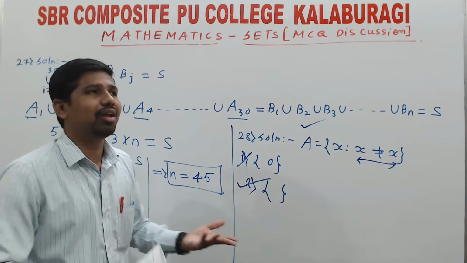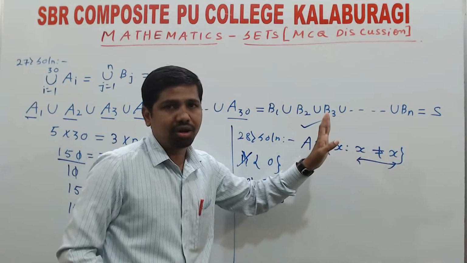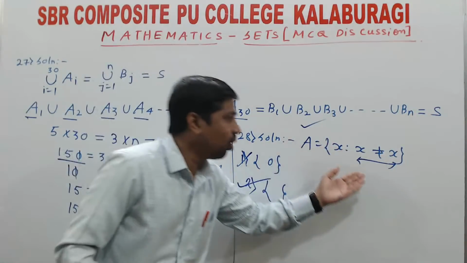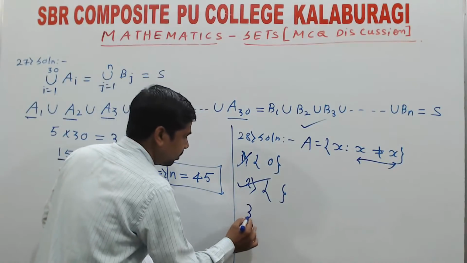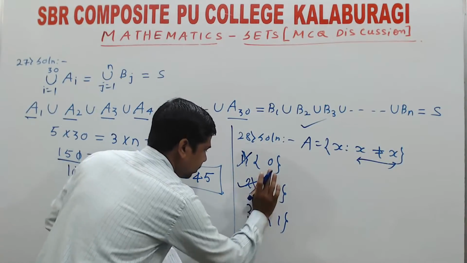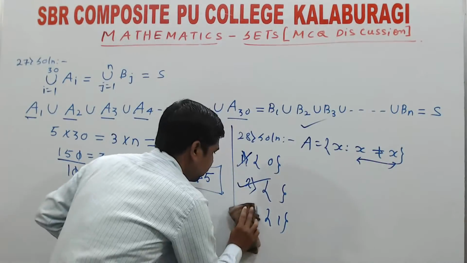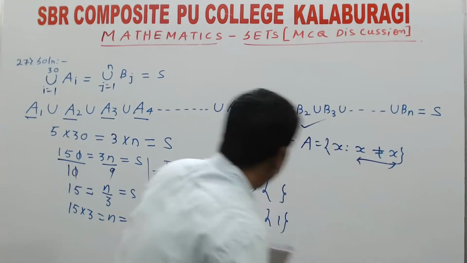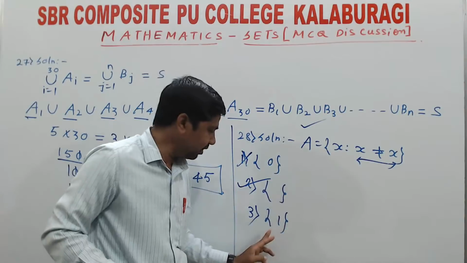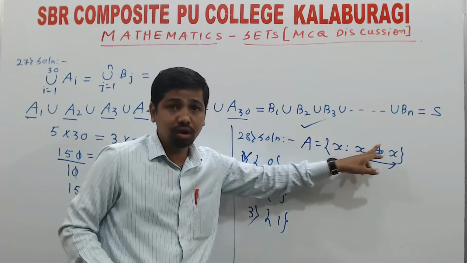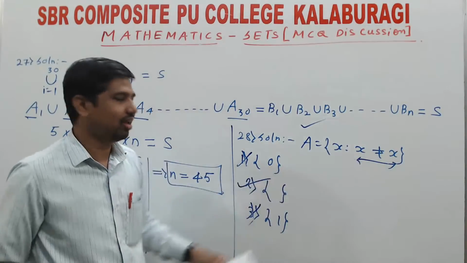Here is an example of a null set in set builder form: x such that x is not equal to x, meaning there are no elements which are not equal to themselves. And the third option, what is the third option? It is {1}. If I take the element 1, is 1 not equal to 1? No, 1 is equal to 1. So this also does not represent this set, for the third option.